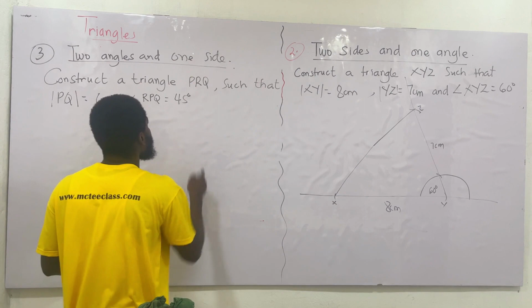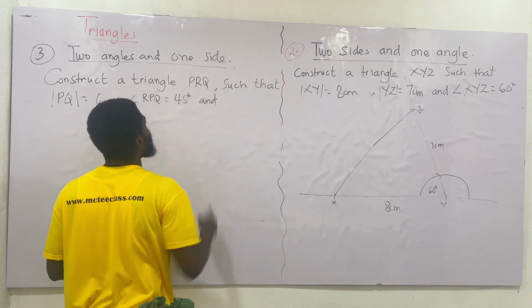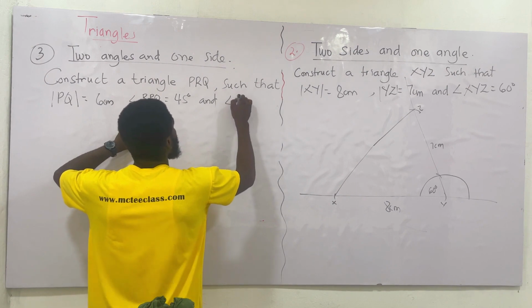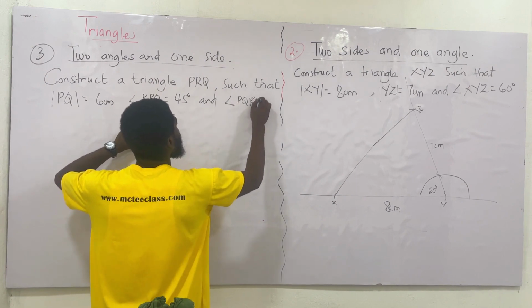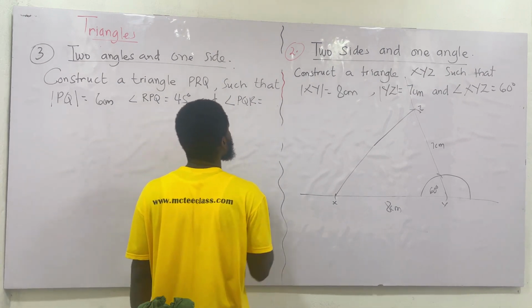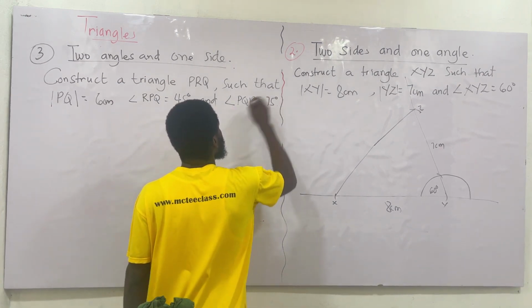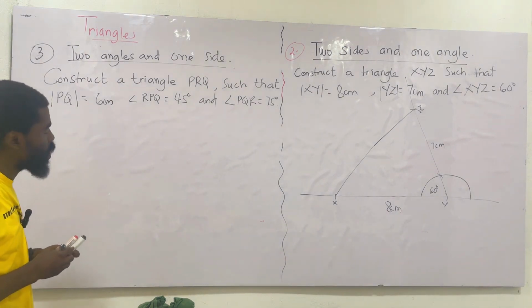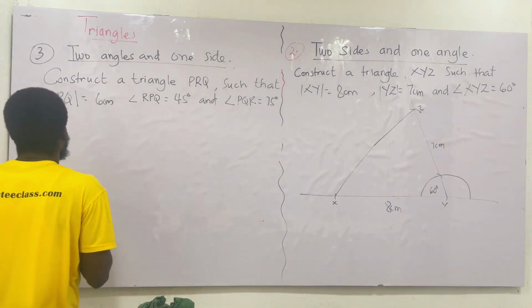You don't have to do 45. And angle PQR equals 75 degrees. So let's say 45 degrees and 75 degrees. This is the triangle they want us to draw. No problem. Let's go straight into it.